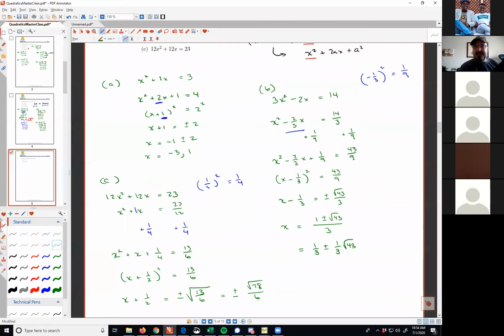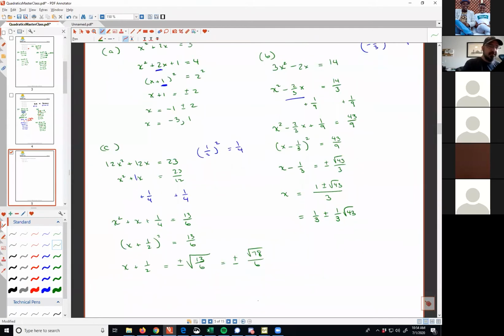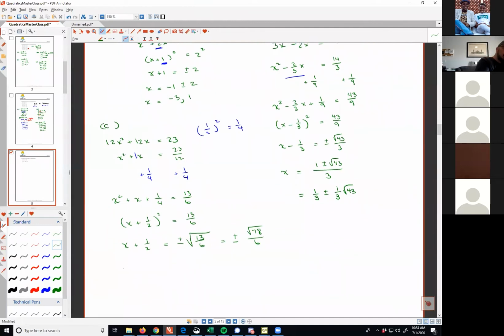And there I multiplied in a factor of 6 to the numerator and denominator before taking the square root. So we have x plus 1/2 equals plus or minus root 78 over 6. So x equals minus 1/2 plus or minus root 78 over 6. And if we wanted to, we could write these as minus 3 plus or minus root 78 all over 6 if we want a common denominator.